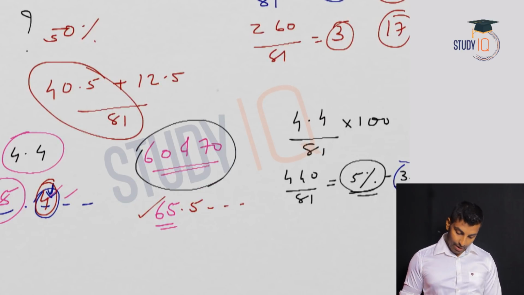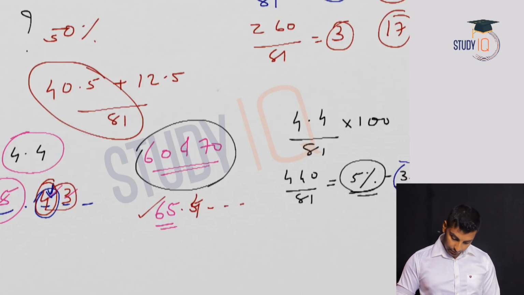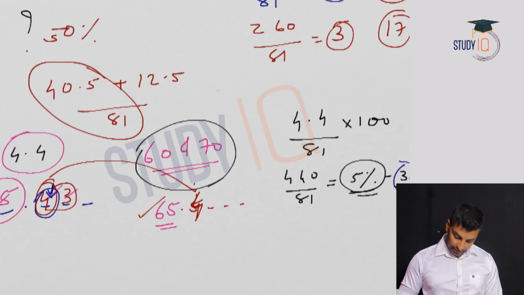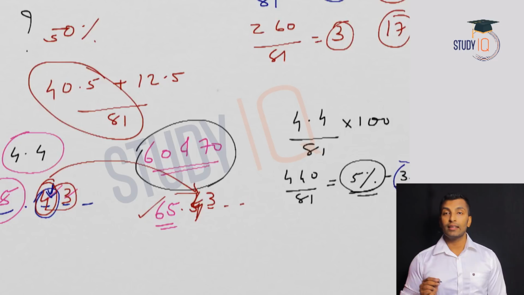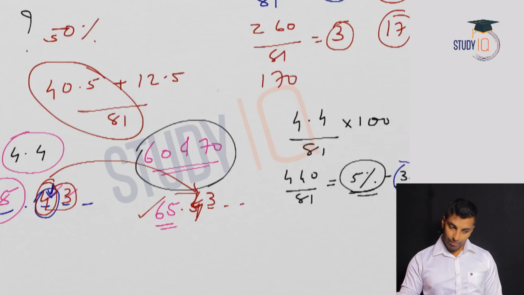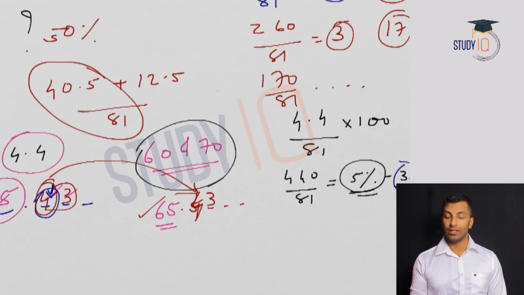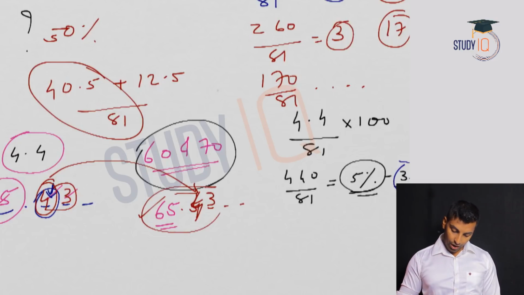What does that mean? I am in a position to fill this dash with 3. So what you got is 65. Sorry, this is 4, I have written 5 by mistake. So 65.43. If you still want to proceed, I hope you understood by now what you need to do: 170 by 81, and you can continue this. But I got my percentage value as 65.43.